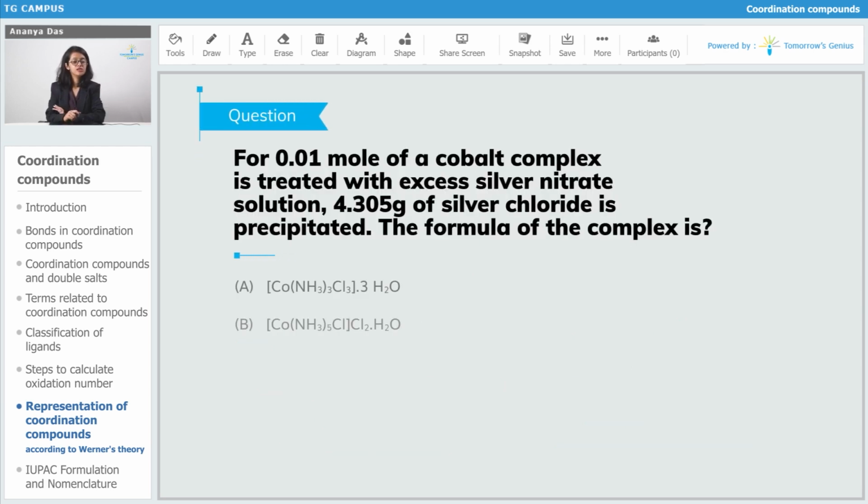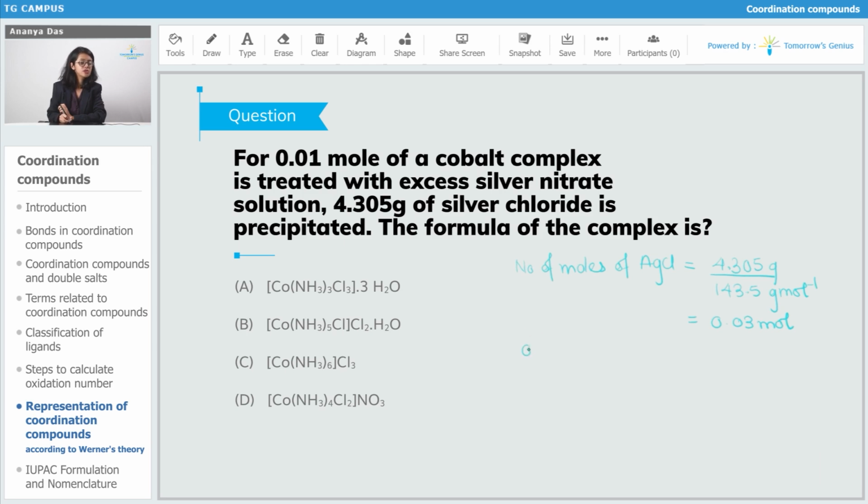The next question is again a numerical type question. It states that 0.01 mole of cobalt complex is treated with excess of silver nitrate solution and 4.305 gram of silver chloride is precipitated. What is the formula of the complex? From the 4.305 gram of silver chloride, we can calculate the number of moles of AgCl precipitated. Number of moles of AgCl is equal to 4.305 gram divided by the molar mass of AgCl, which is 143.5 gram per mole. This is equal to 0.03 mole.